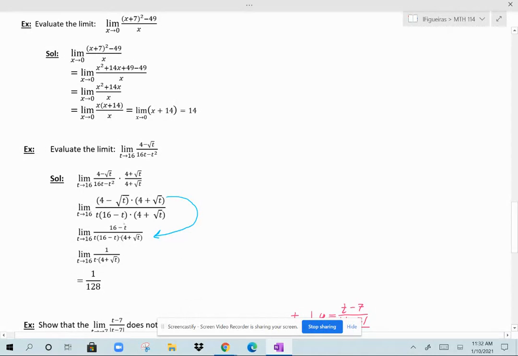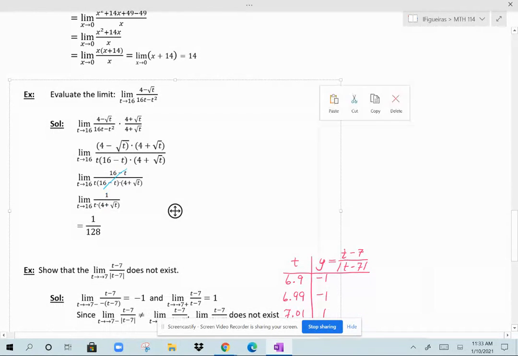Which then means that the 16 minus t cancel out. So I'm left with the limit as t approaches 16 of 1 over t times 4 plus root t. And at this point, I can apply direct substitution. You plug in the 16 here and in here. You end up multiplying 16 times 8, and that gives me a value of 1 over 128 as your limit.